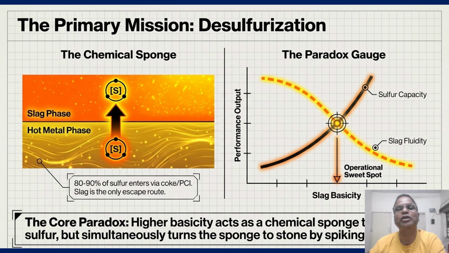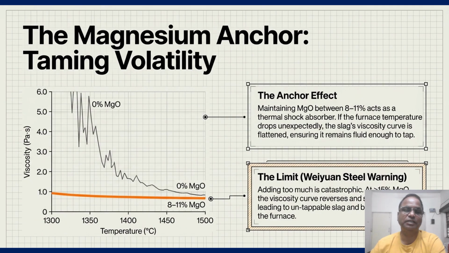As far as the Poisson number is concerned, a lower number means more fluid. So if we chase a very high basicity, the slag can become too stiff to work effectively. Thus, we need to have a fluid basic slag.